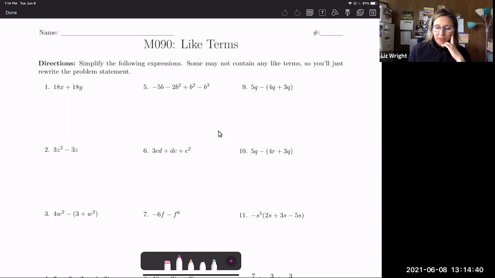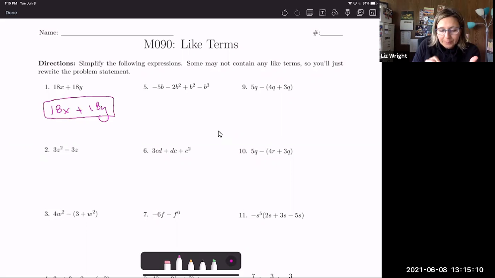It says simplify the following expressions. Some may not contain any like terms, so you'll just rewrite the problem statement. So we're just going to start with number one. Looking at the first one, 18x plus 18y, do I have any like terms? The answer is no, because it's an x and it's a y. Though the coefficients are the same, that doesn't matter. They have to be like terms in order to combine them. So we just rewrite it: 18x plus 18y, and that is our final answer.